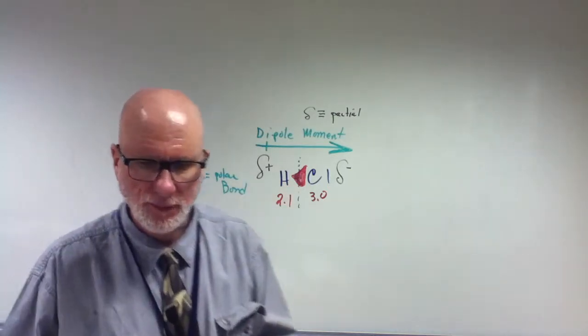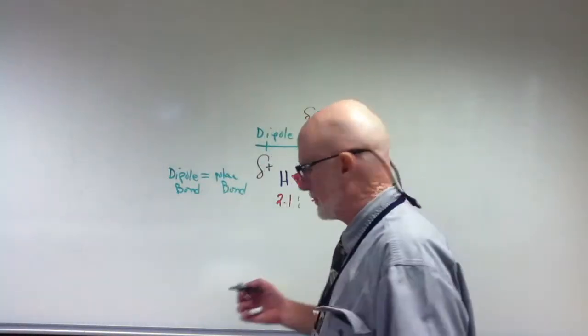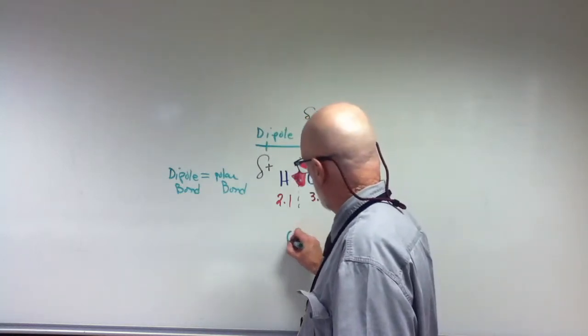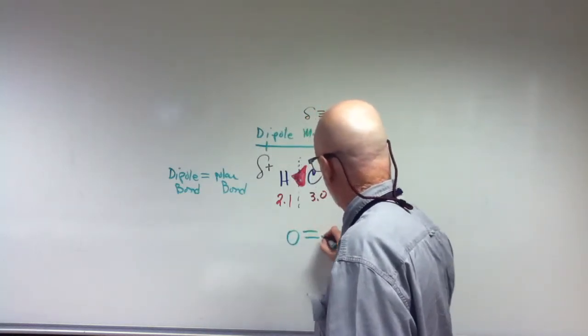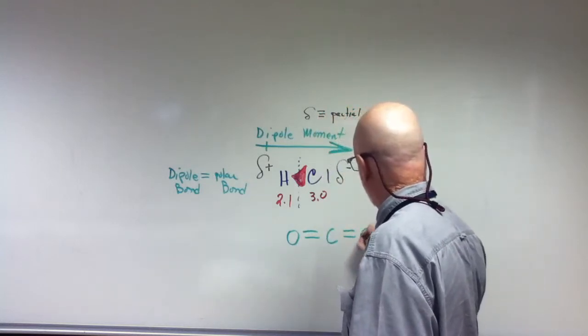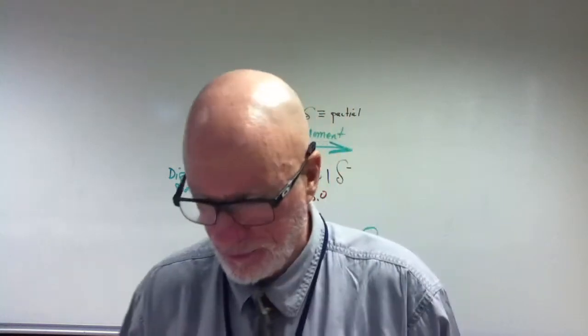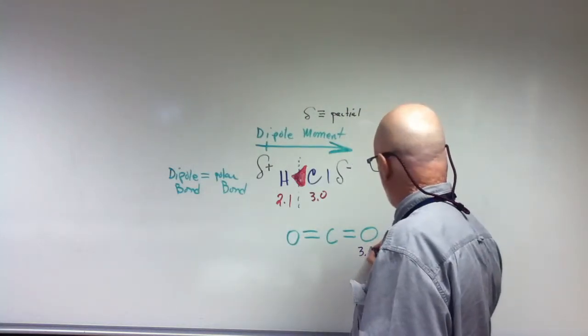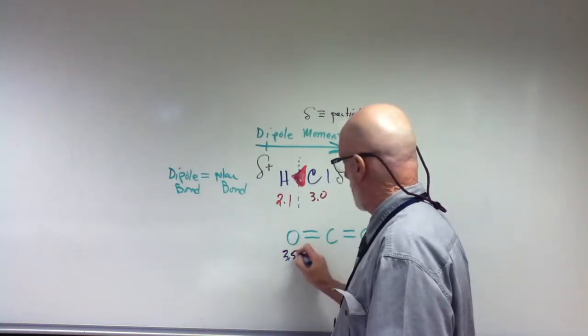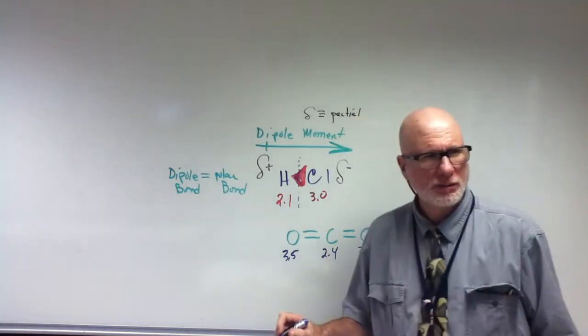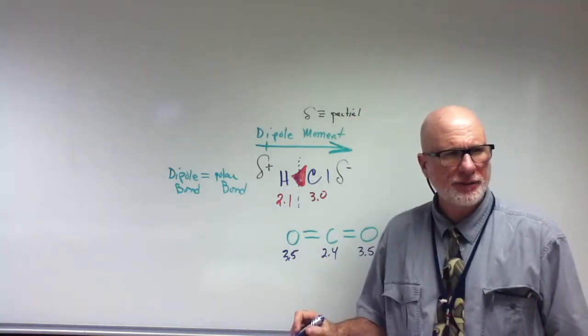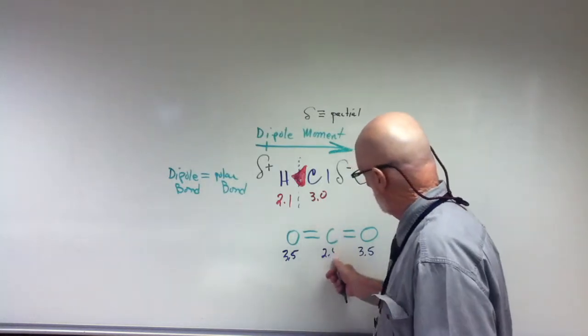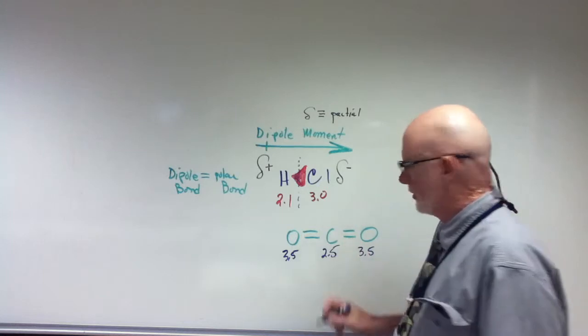Now, let's say I have carbon dioxide, right? What's the electronegativity of oxygen? 3.5. And 2.5 for carbon? Close enough. Are we all right with that?